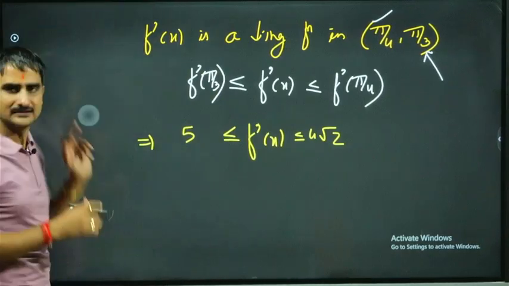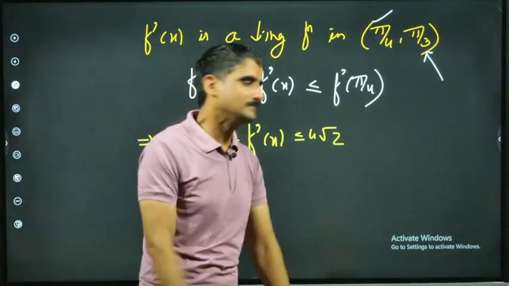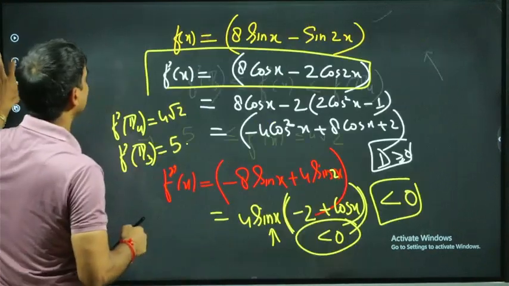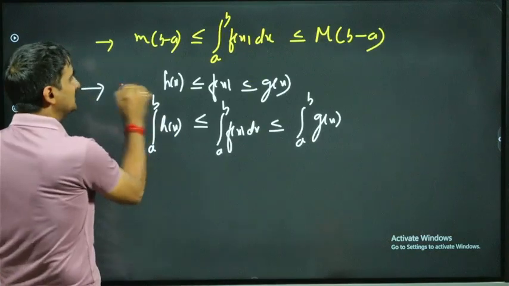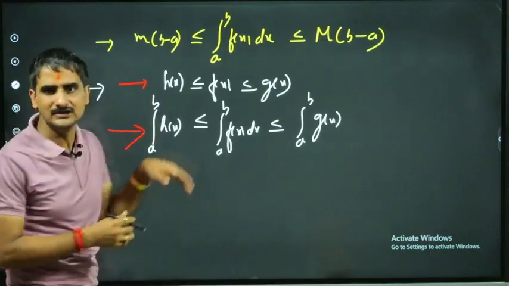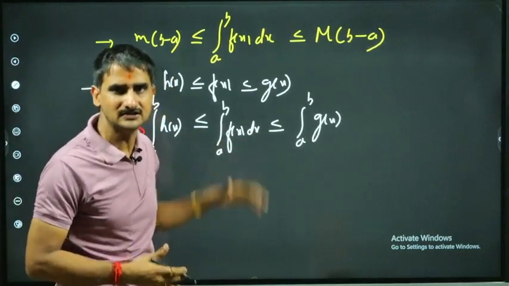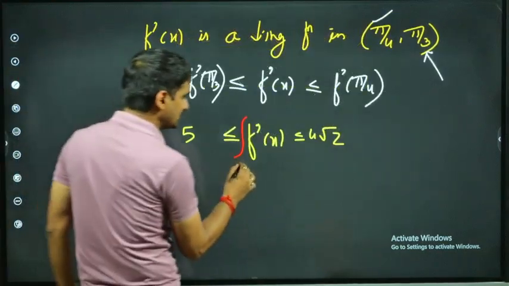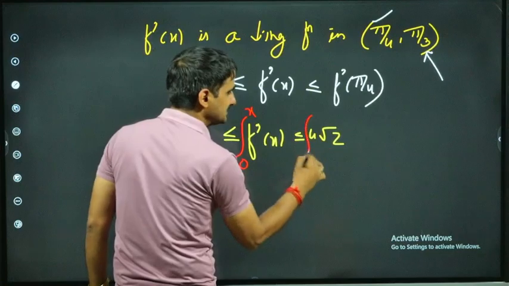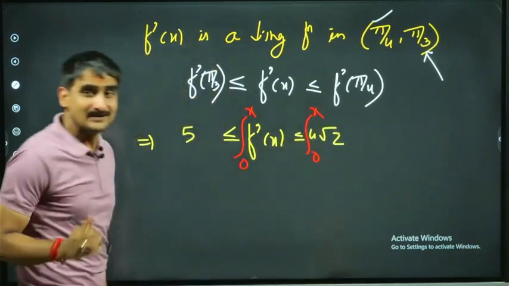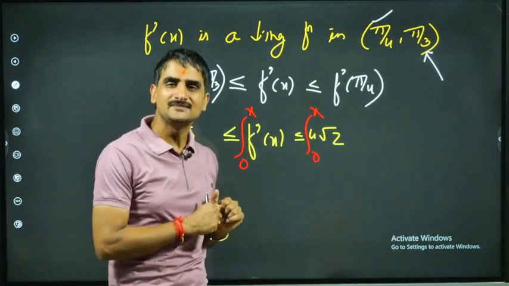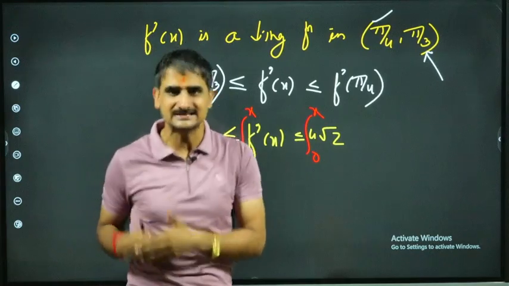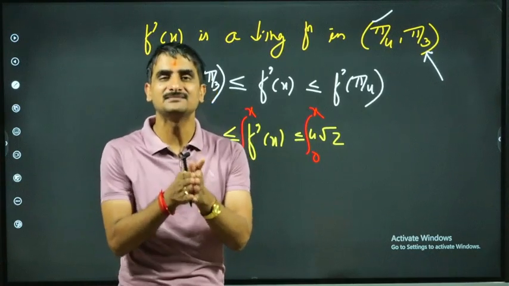Fine, bachon, till here I think all of you would have understood. Now I will integrate. So integrating, since now I will be using this inequality. Now we are in the position to use this part of the inequality of definite integration. So using this, I will just integrate from 0 to x. So now why 0 to x? Because remember, when you integrate f dash, you will get f x, but f x was not 8 sin x minus sin 2x by x. It was just 8 sin x minus sin 2x.